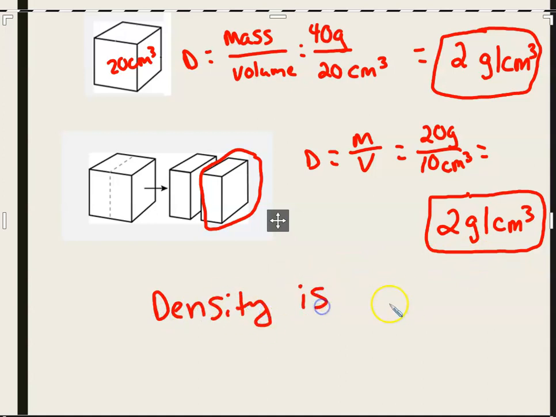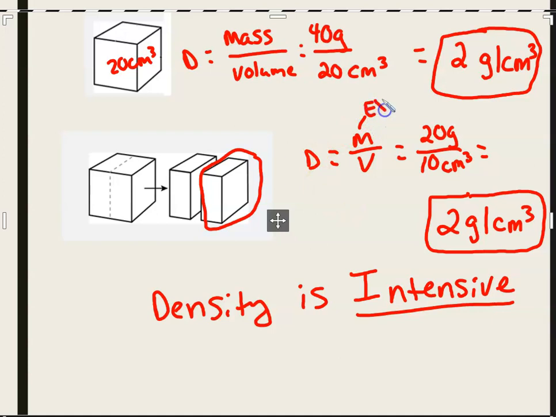is intensive or extensive? Intensive. Intensive is a property that does not change if you change the amount. Mass, extensive. Volume, extensive. Changes the amount. But density, because it's a proportion of those two, that proportion would always get us back to the same number. So I do need you to know that.